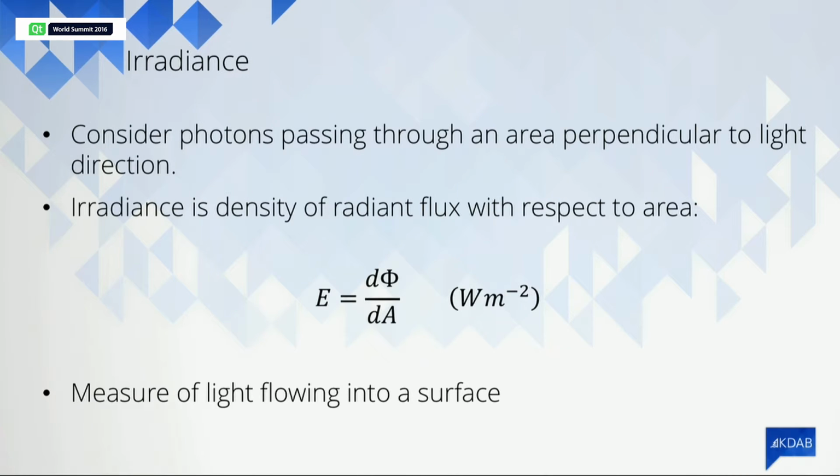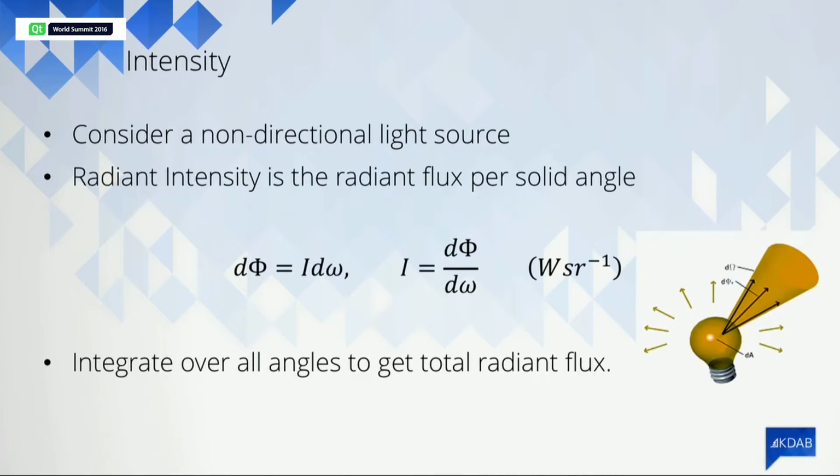Now, there's another quantity we need to worry about called the irradiance, which you can think of as the radiant flux going through a unit area. This is measured in watts per meter squared. Think of this as sunlight shining on a square meter of pavement outside. On a bright sunny day on Earth, that's around 1,000 watts per square meter, I believe. So that's quite a lot of energy coming from the sun. That's a measure of light flowing onto a surface.